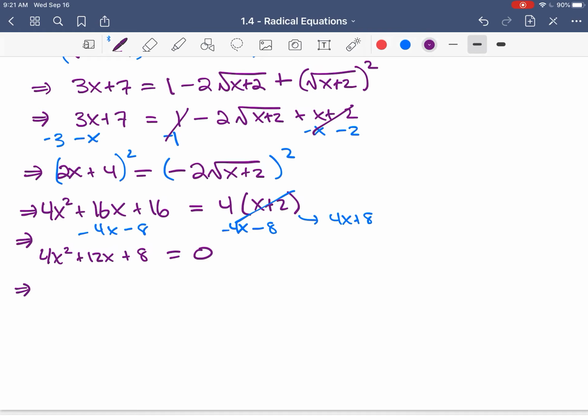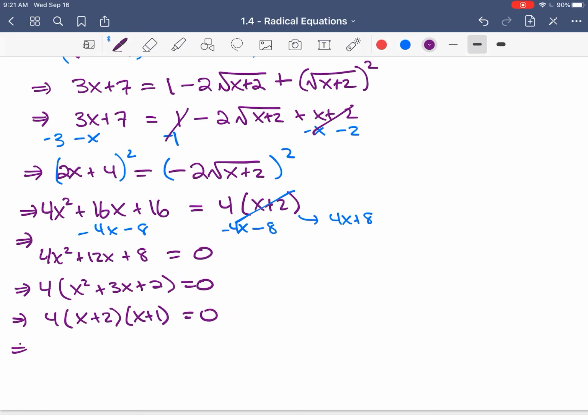So now I can take out a 4, and then I have x squared plus 3x plus 2 is equal to 0. And now I want to factor this. So I want two numbers that multiply to give 2 and add to give 3. So that's going to be 2 and 1. Now the zero product property means that one of these factors has to be 0. 4 cannot be 0. So that means x plus 2 is 0 or x plus 1 is 0. So that means that we get x is minus 2 or x is minus 1.